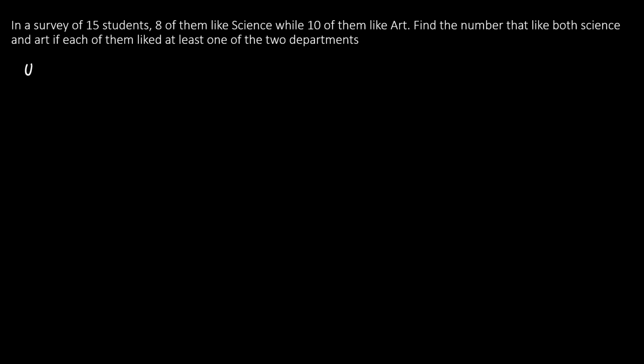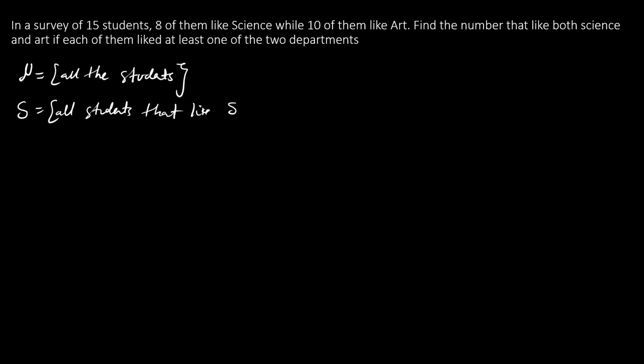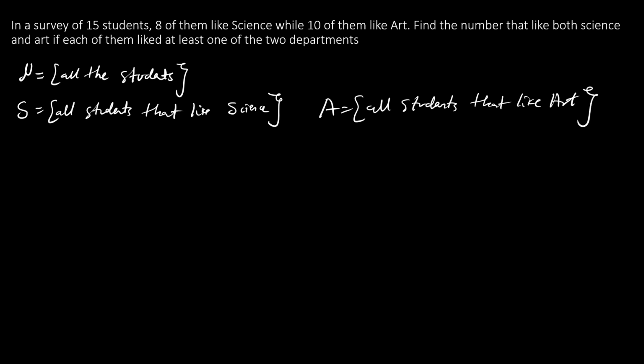So let the universal set be the set of all the students. And let set S be the set of all students that like science. And set A to be equal to all students that like art. So we now have the universal set as students, set S as students that like science, and set A as students that like art. Now let's use a Venn diagram to represent this.